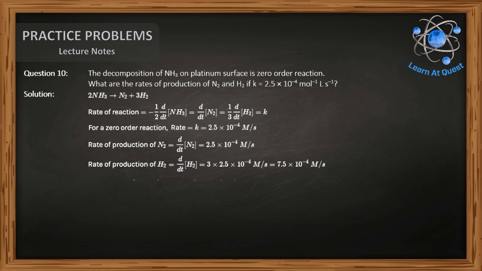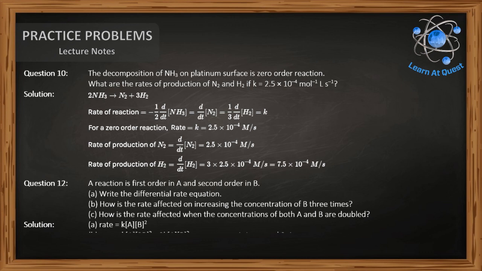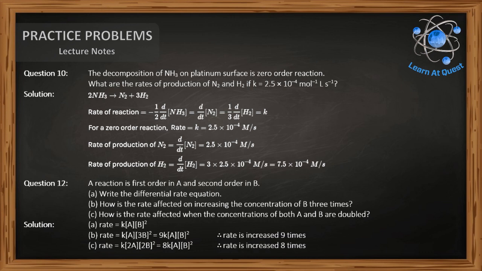Let us solve question number 12. In this question, it's given that a reaction is first order in A and second order in B. Subpart A, write the differential rate equation. Subpart B, how is the rate affected on increasing the concentration of B 3 times? Subpart C, how is the rate affected when the concentration of both A and B are doubled?